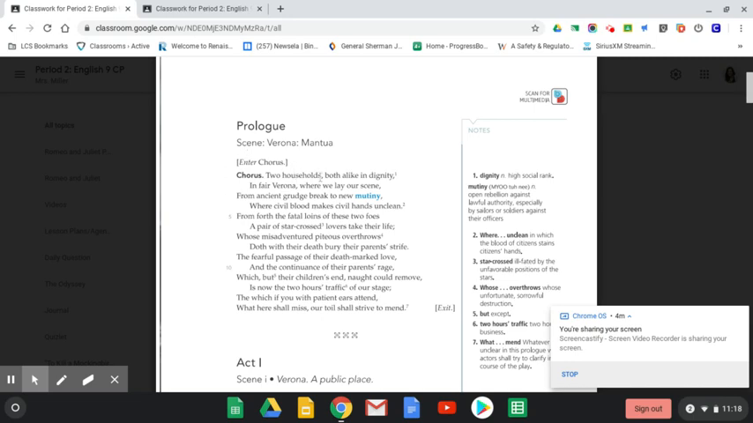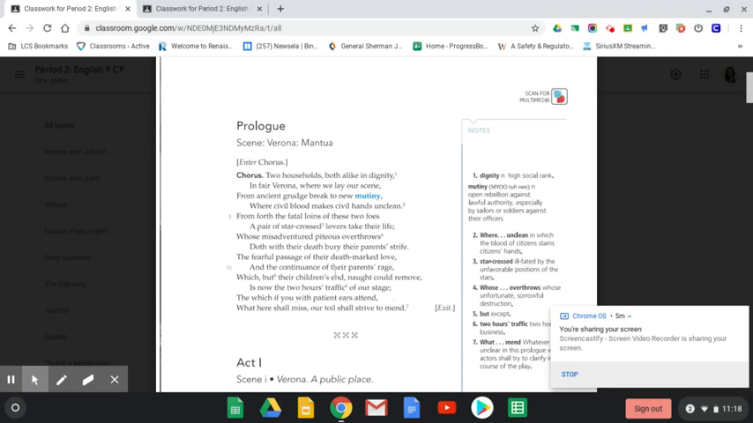Two households, both alike in dignity, in fair Verona, where we lay our scene. From ancient grudge break to new mutiny, where civil blood makes civil hands unclean. From forth the fatal loins of these two foes, a pair of star-crossed lovers take their life, whose misadventured piteous overthrows do, with their death, bury their parents' strife. The fearful passage of their death-marked love, and the continuance of their parents' rage, which, but their children's end, naught could remove, is now the two hours' traffic of our stage; the which, if you with patient ears attend, what here shall miss, our toil shall strive to mend.